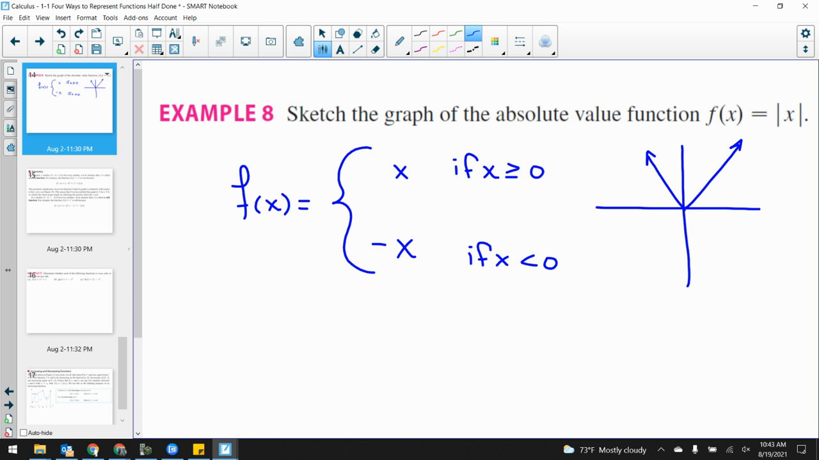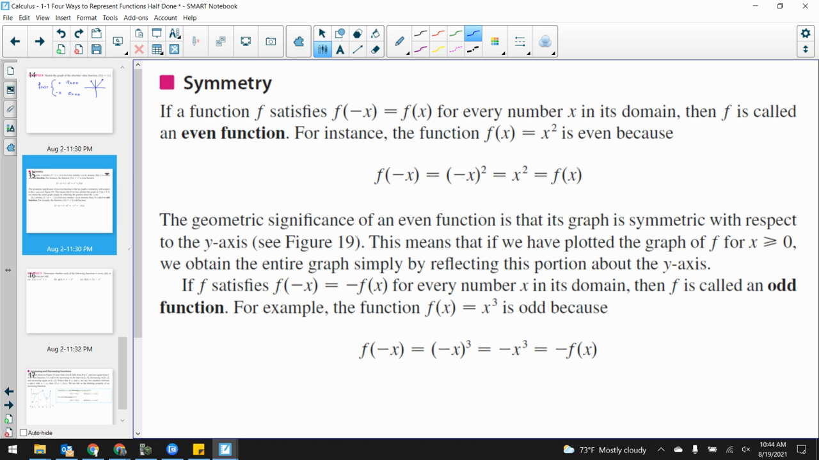I know it's weird, but it comes to a nice clean point in the graph, and that's very unique, and that's something that doesn't happen very often. Okay, so we're going to be talking about the absolute value function as some sort of unique, weird thing that we almost have to have separate rules on sometimes. Okay. And then the last topic we'll talk about is symmetry, even and odd functions.